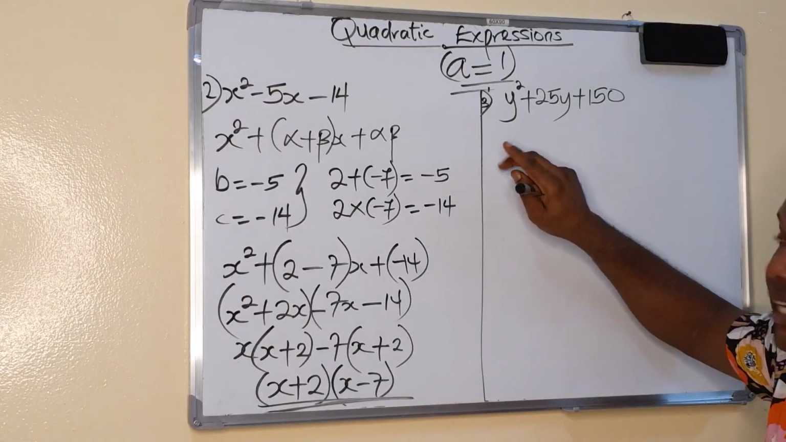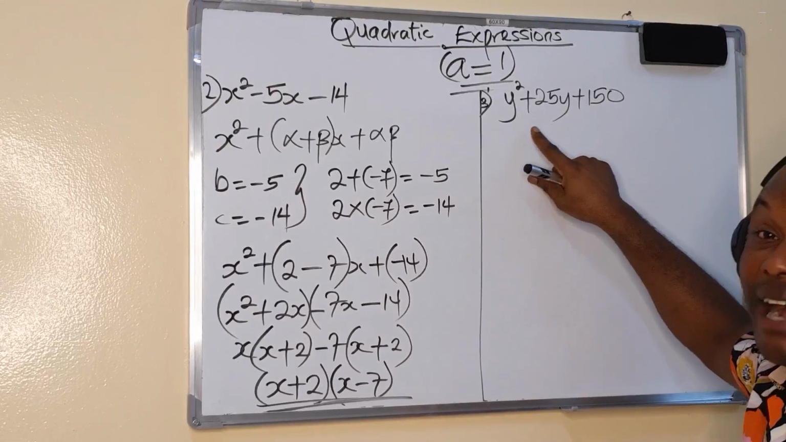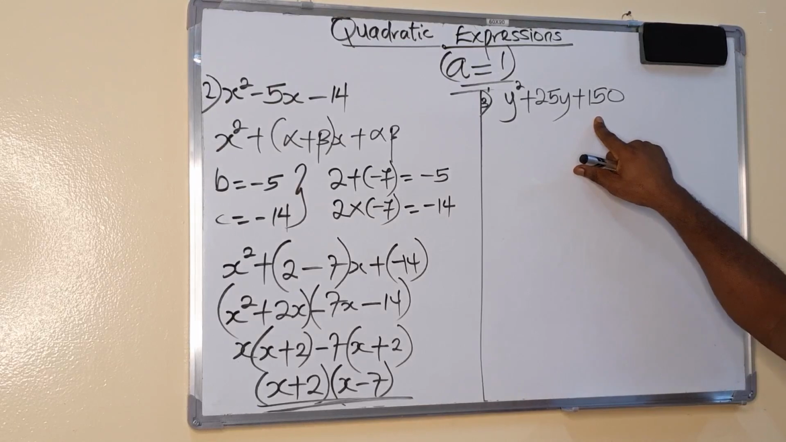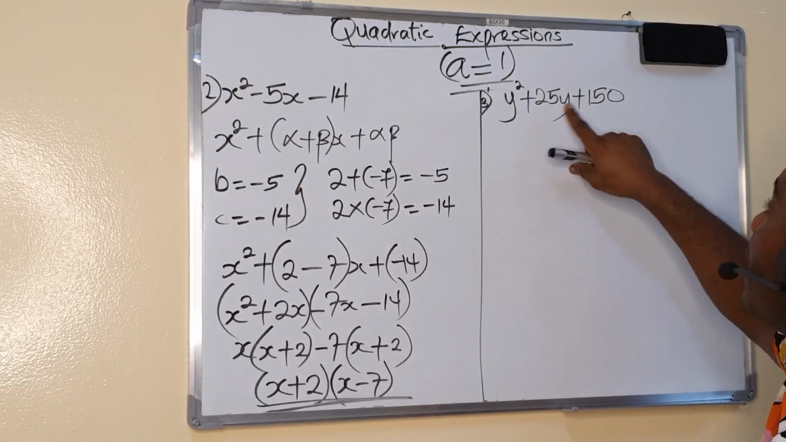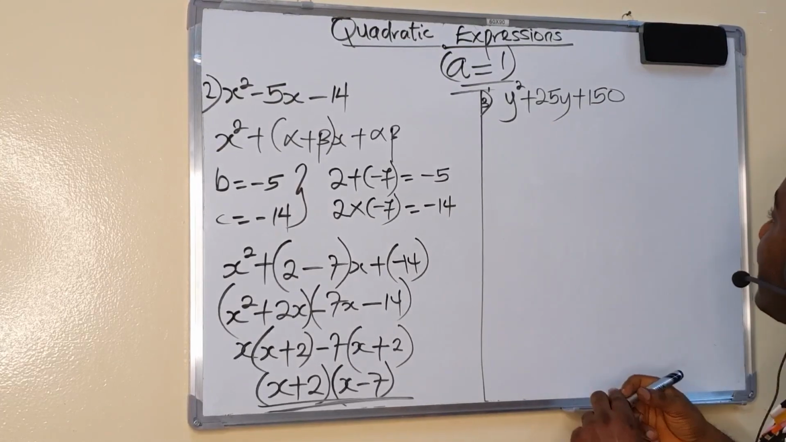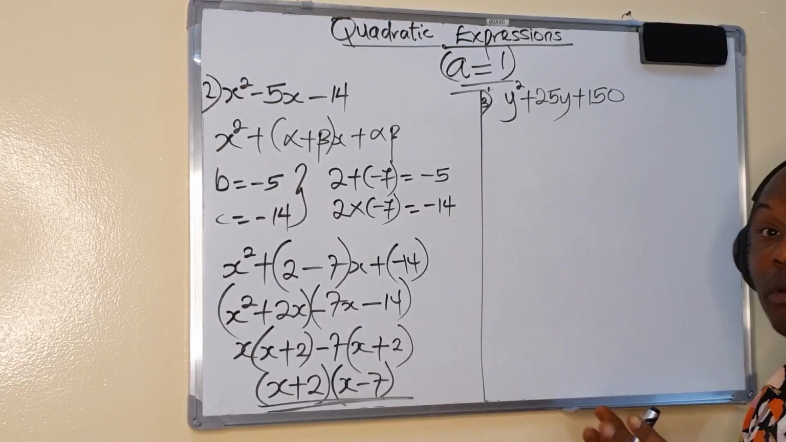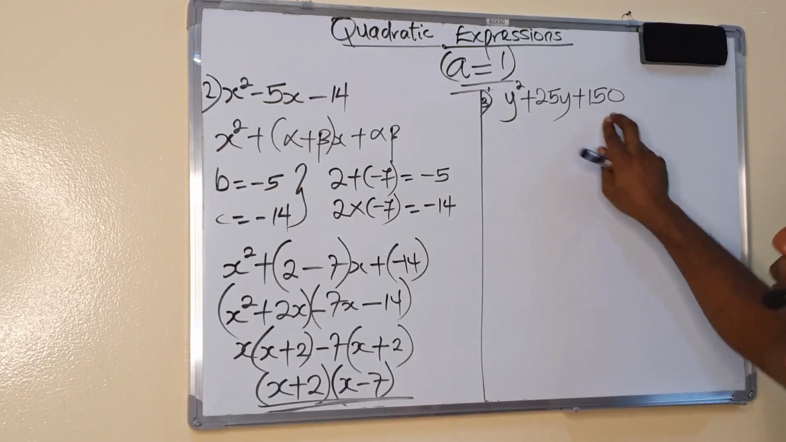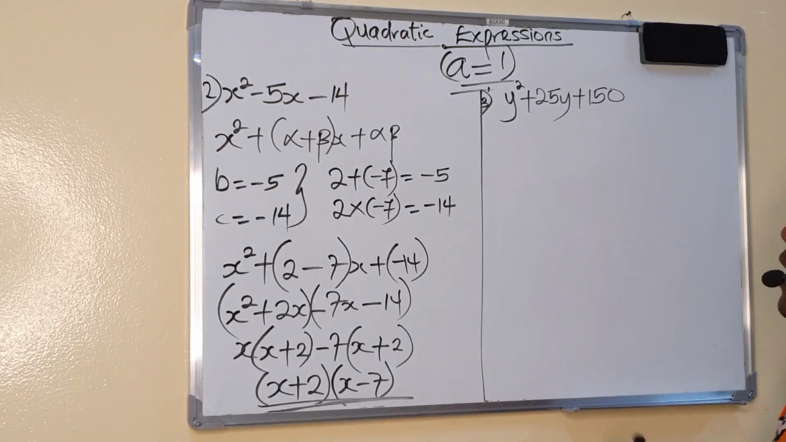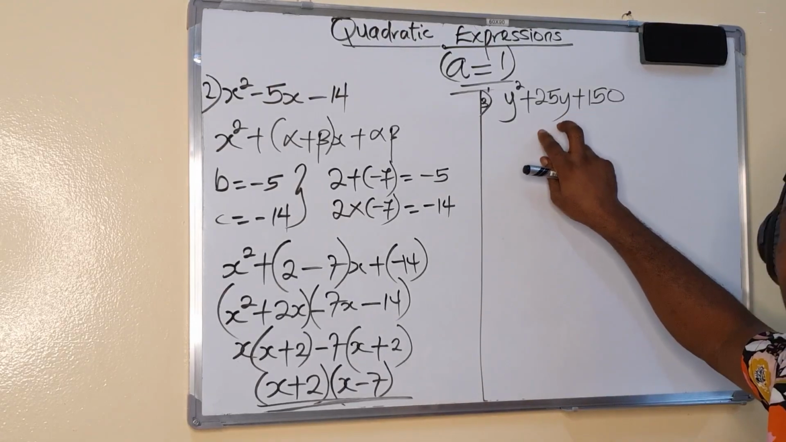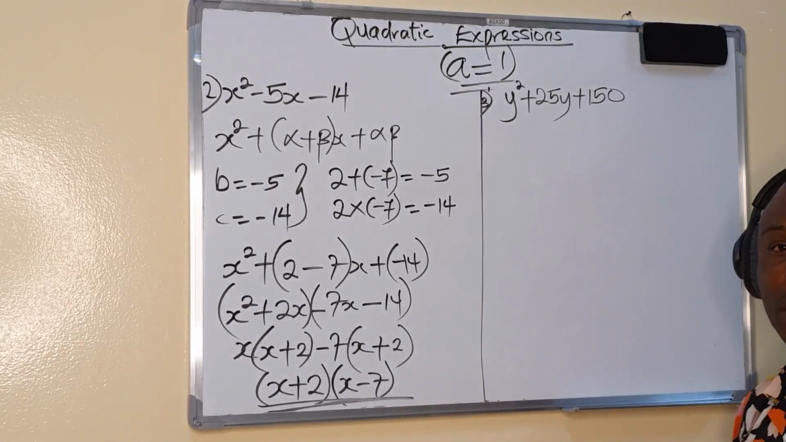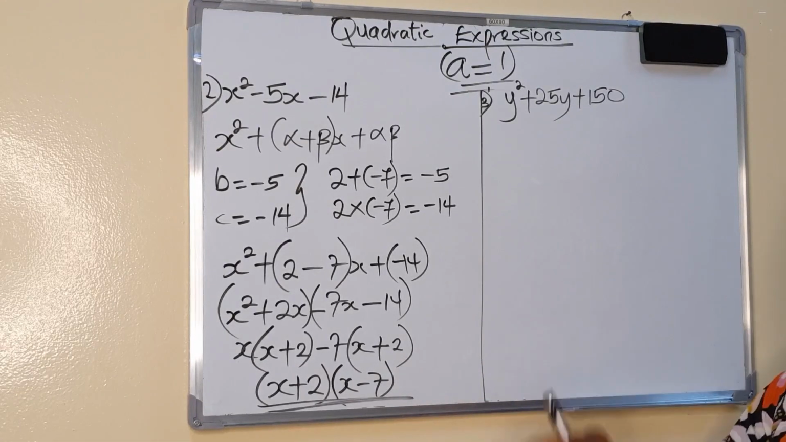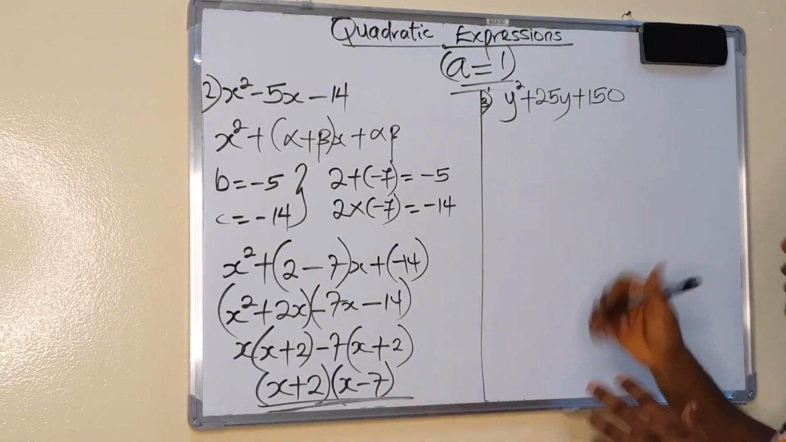The example 3 says y squared plus 25y plus 150. So what we are looking for is the b term and the c. To do that now, let's think about two numbers that when multiplied together will give us 150 positive. But the same two numbers when added together will give us 25. Now let's think about the numbers. 10 plus 15 is 25. 10 times 15 is 150.